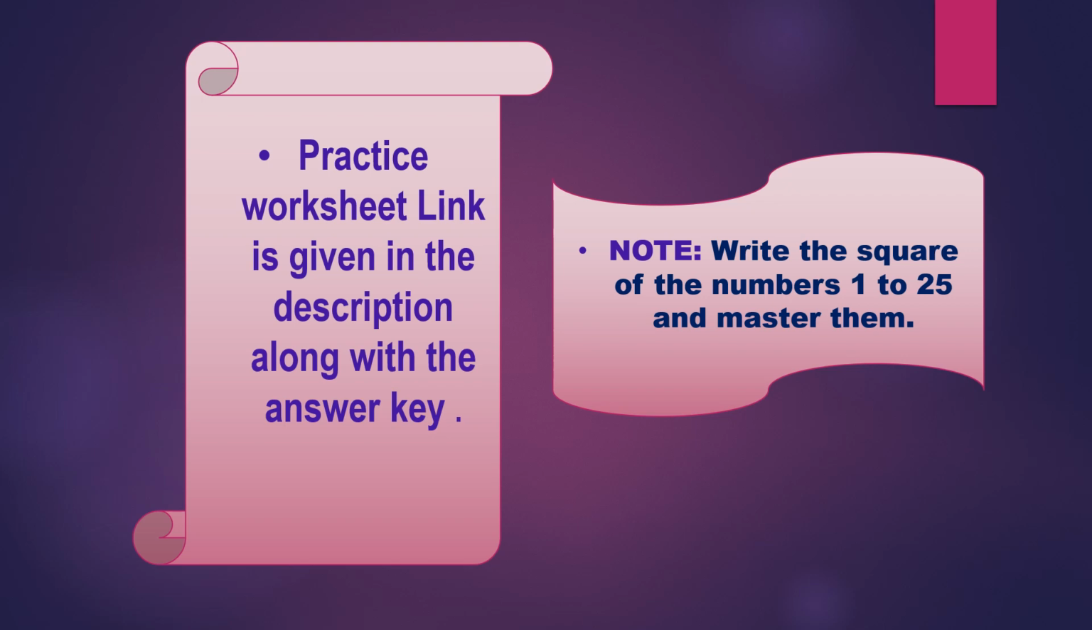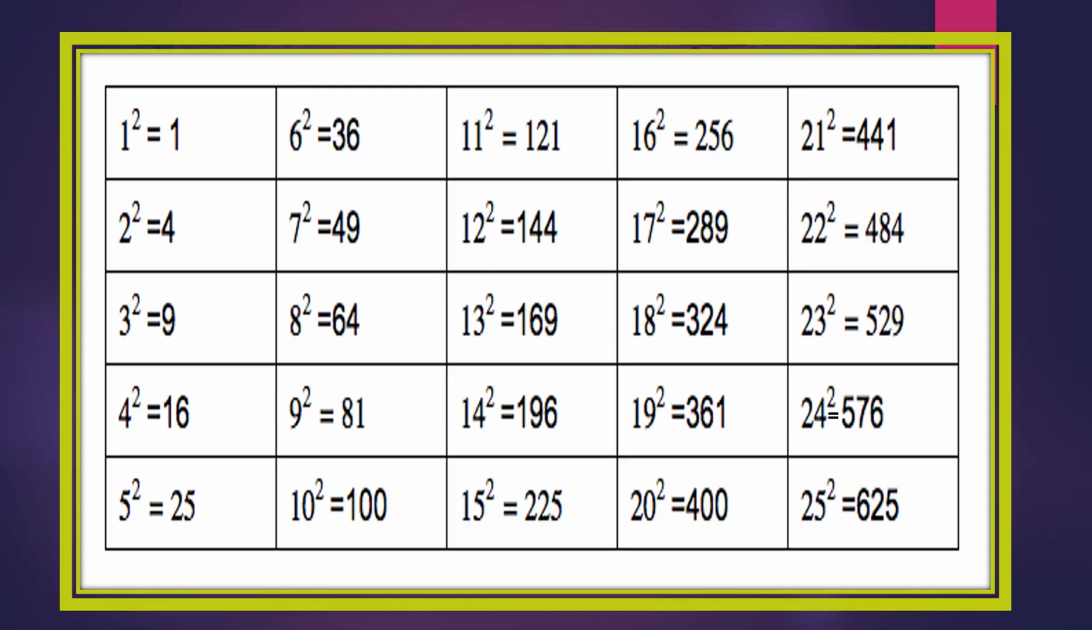I want you all to write the squares of the numbers from 1 to 25 and master them. Here I have given the list of squares of the numbers from 1 to 25. You can write it on your own and cross-check from here. If somebody asks you how much is 18 square, 324; 12 square, 144; 14 square, 196; and 25 square, 625, you should be able to say it in a fraction of a second. So please write it and practice and master the squares.